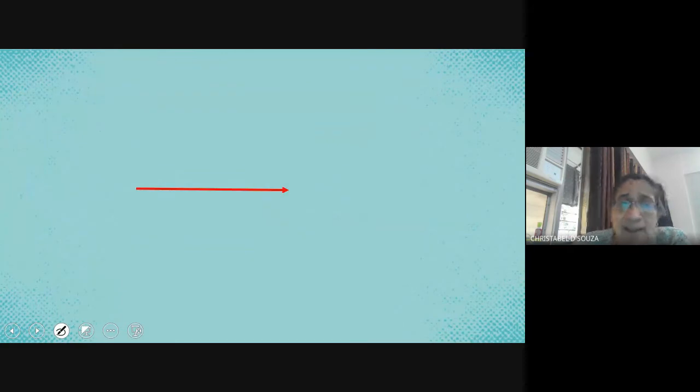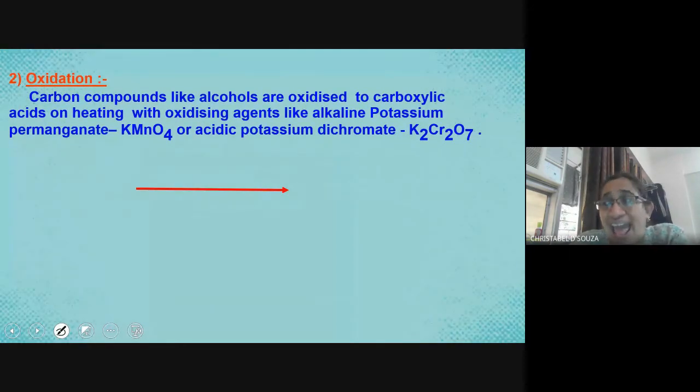Now the second one is oxidation reaction. As you know, oxidation means addition of oxygen, right? So carbon compounds like alcohols, we will talk first about ethyl alcohol, are oxidized to form carboxylic acid with oxidizing agents like potassium permanganate or potassium dichromate. So acidified potassium dichromate or alkaline potassium permanganate, that is KMnO4, reacts with alcohol to give you what? To give you carboxylic acid.